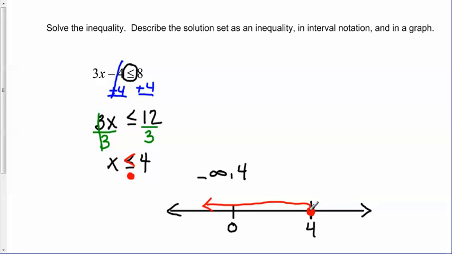The 4 was included, right? It was the or equal to, it was the solid dot. So we're going to use the bracket, the solid bracket. And to the left, we have this negative infinity. And whenever we're dealing with infinity or negative infinity, we can't talk about it being included because it's not really a number, it's more of an idea. So since it's not technically included, we're going to use the parenthesis. So there's the interval notation for the solution set of that inequality.